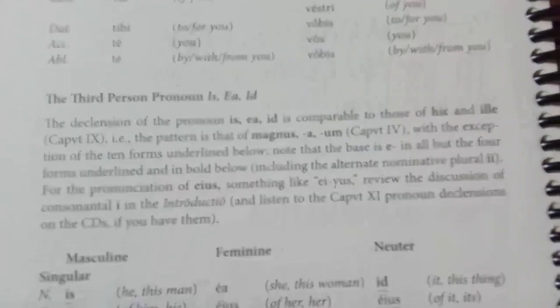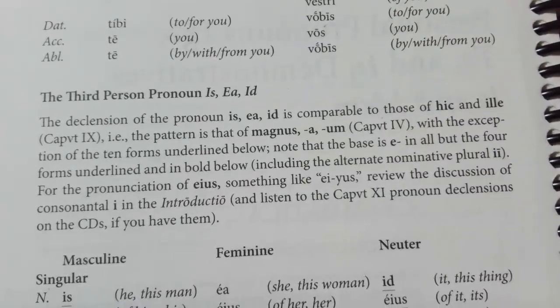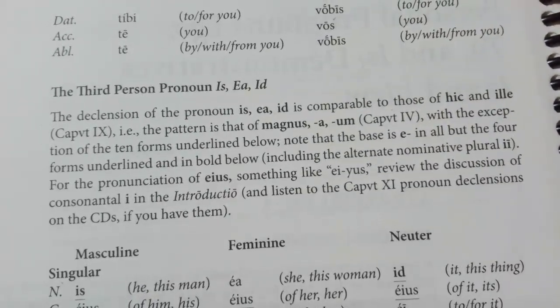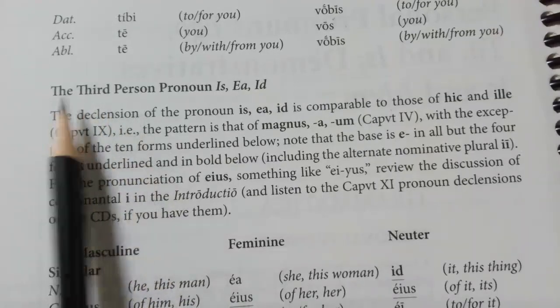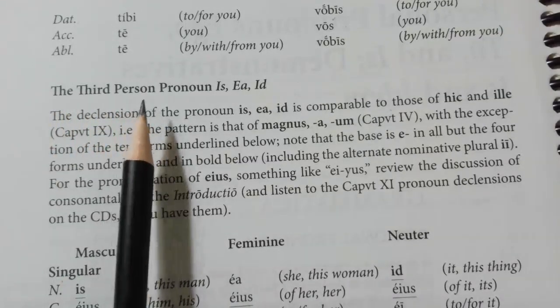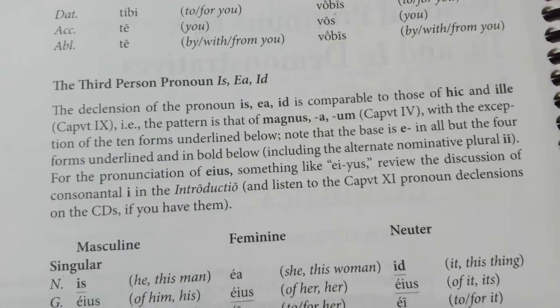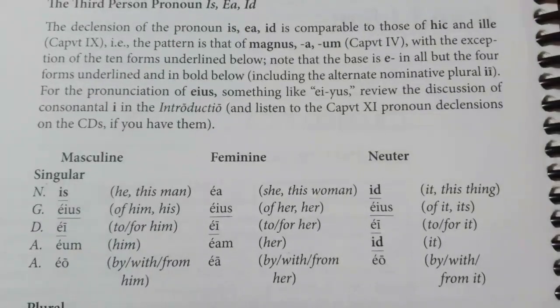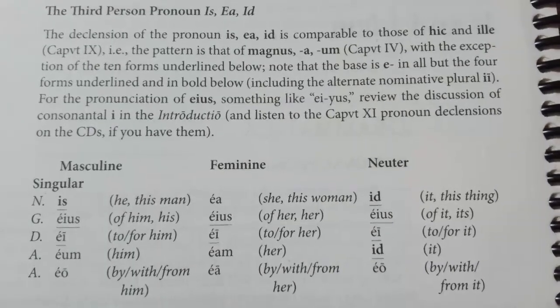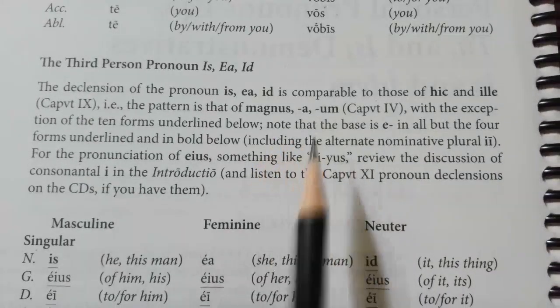All right, third person personal pronoun. So it's third person, and this is a personal pronoun, right? Because it's referring to a person. Just to drive that home again, okay? Let's look here.